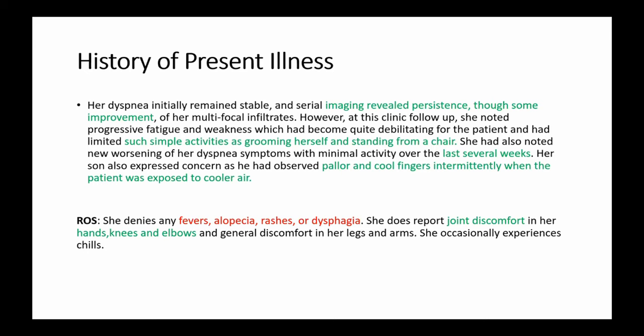So, some of these are pretty nonspecific. Some of these could be autoimmune, could be infectious. We're not seeing those here. And then she does report some joint discomfort. And you see here, it's in multiple joints and joints in different sizes. So small, medium, and large joints. So that's something we need to look into as well.